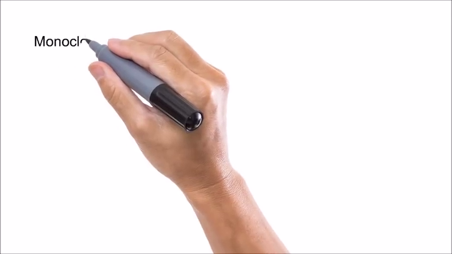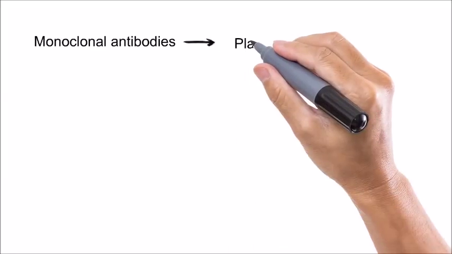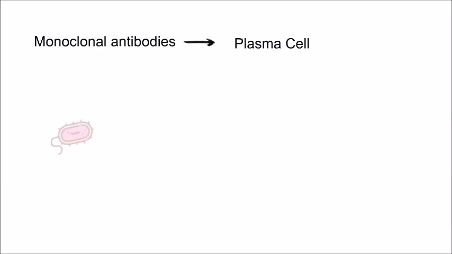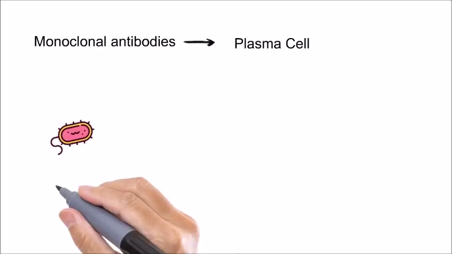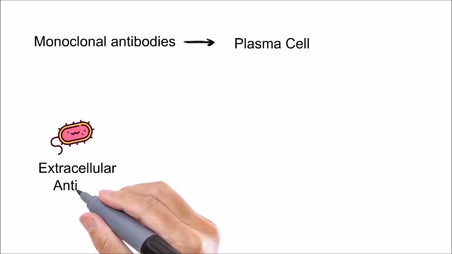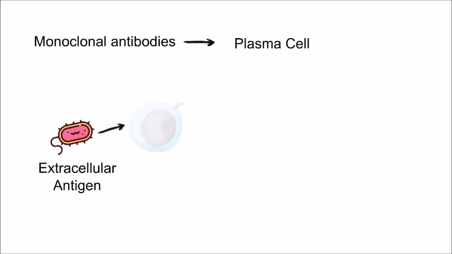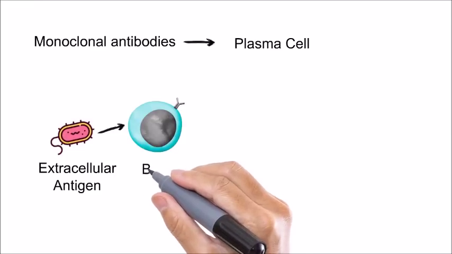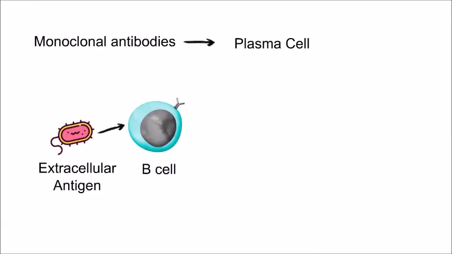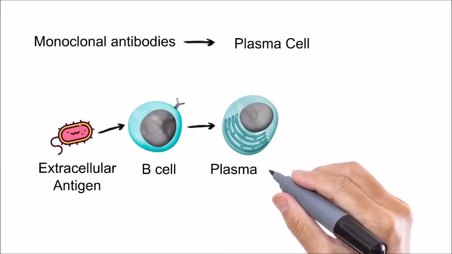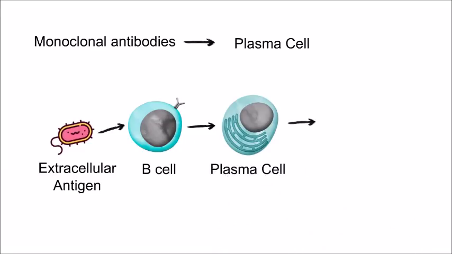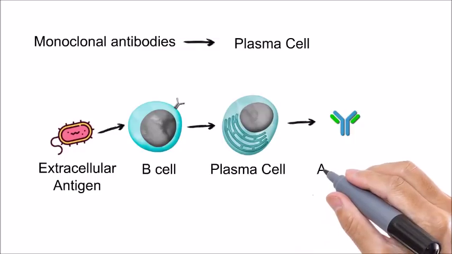Basically these monoclonal antibodies are produced by a white blood cell which is called a plasma cell. Whenever any antigen enters the body, especially the extracellular antigen, the B cell or B lymphocyte gets activated by it and is converted into the plasma cell. And finally, this plasma cell secretes the antibodies against that particular antigen.